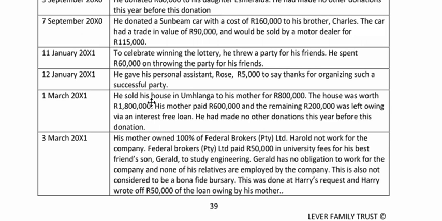Okay. It says he sold his house in Mshlanga to his mother for 800,000. The house was worth 1.8. So section 58 of the Act says that where you sell something not at fair value, there is a deemed donation. What is the deemed donation? The difference between the market value of 1.8 million and the 800,000. So there will be 1 million of a donation.